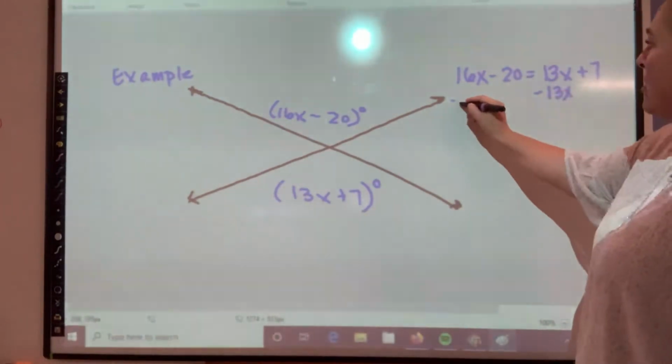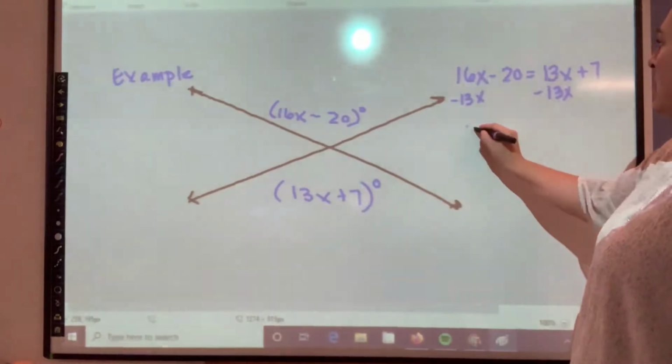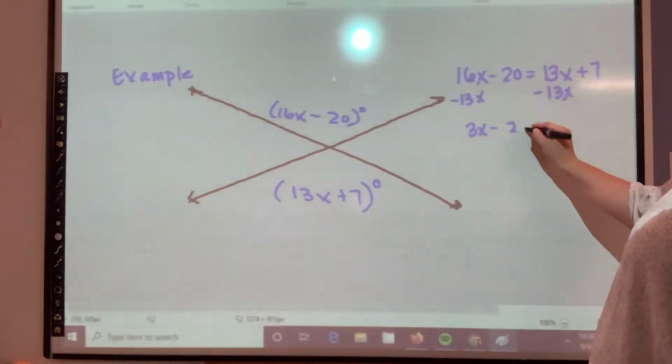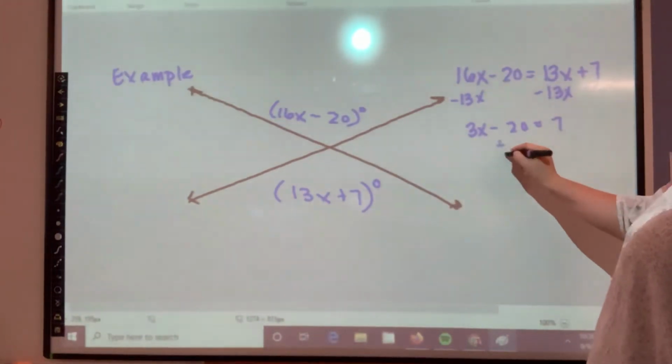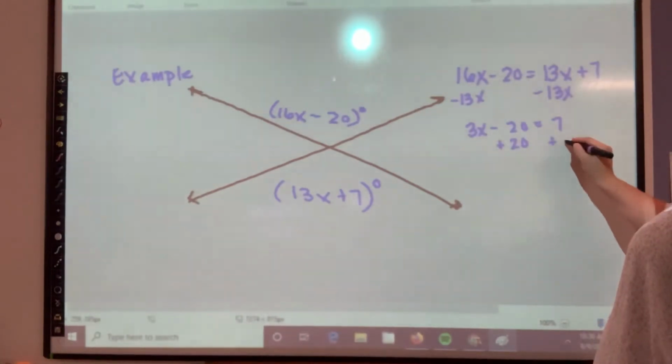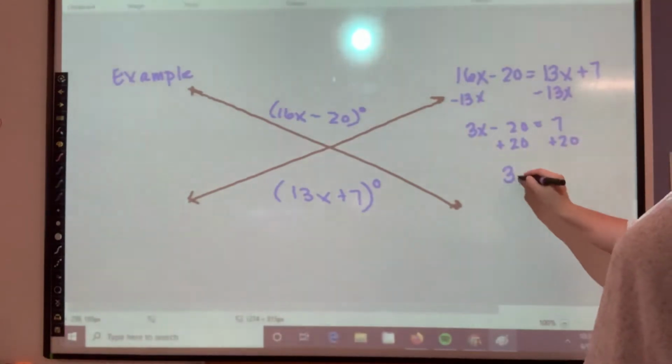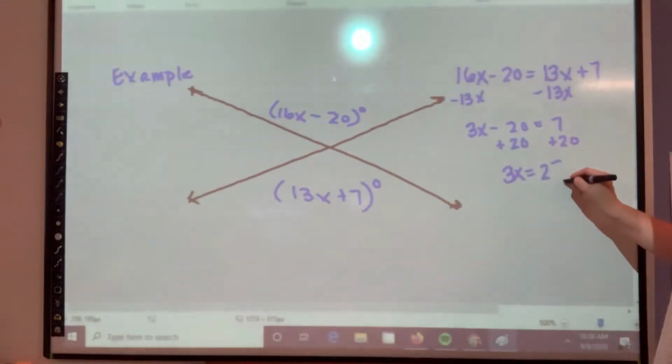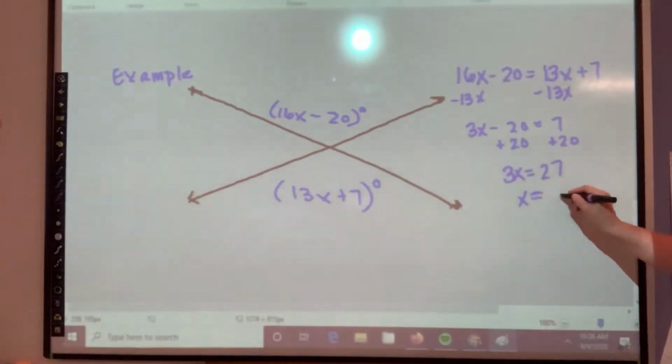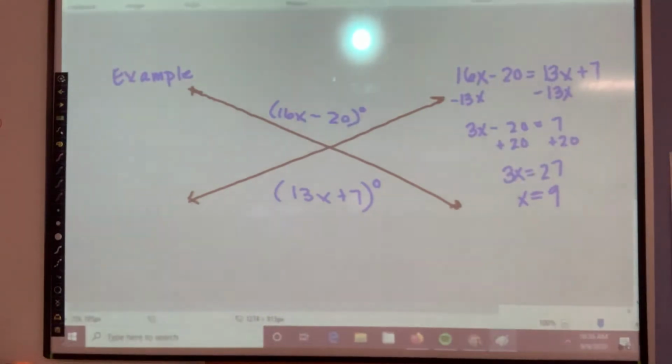So we're going to subtract 13x from both sides. 3x minus 20 is 7. Ooh, I like those numbers. I can do that division in my head. So 3x is 27, so what does that mean x is? X is 9. So now how do we determine what the angles are?